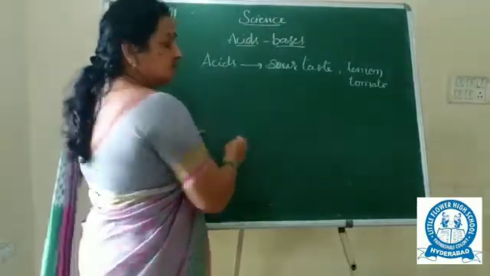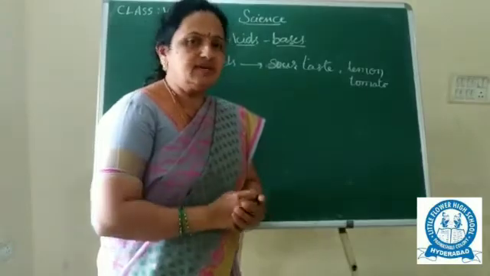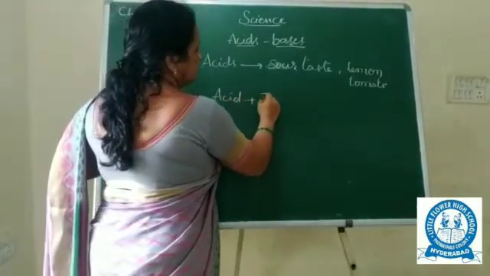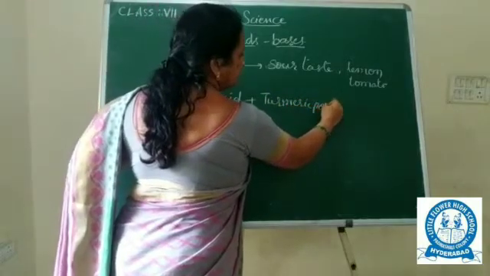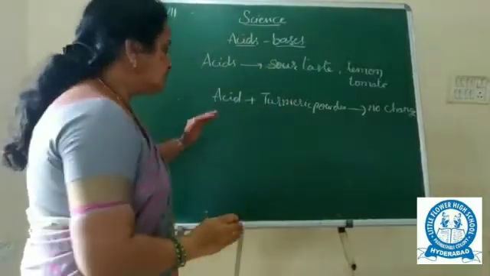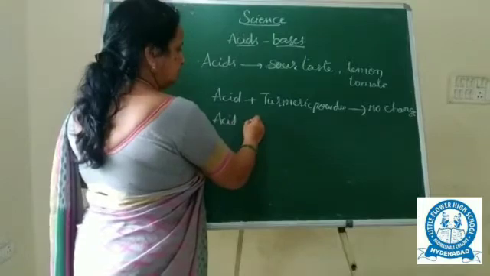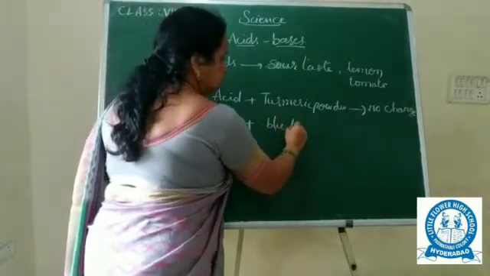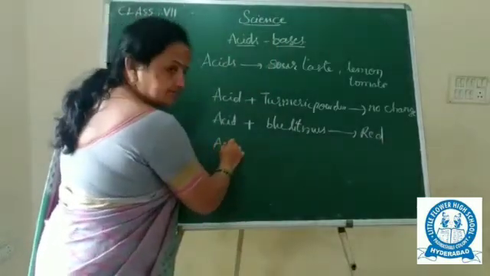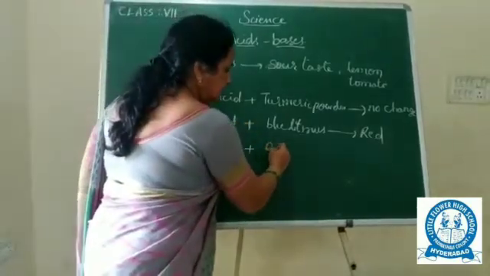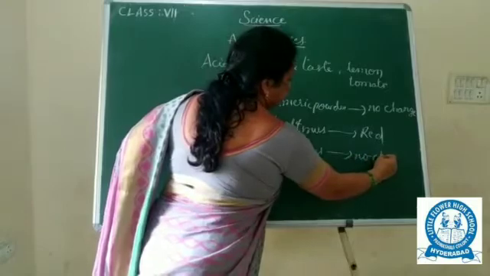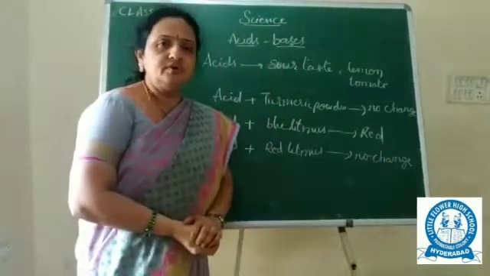Now, coming for acids, we have to use the turmeric paper as well as litmus paper. Then what are the changes we have found. So, acid plus turmeric powder, there is no change. If the same acid, if we added blue litmus paper, blue litmus, it changes to red color. At the same time, same acid, if we added the red litmus paper, no change. This is the confirmation for acids.